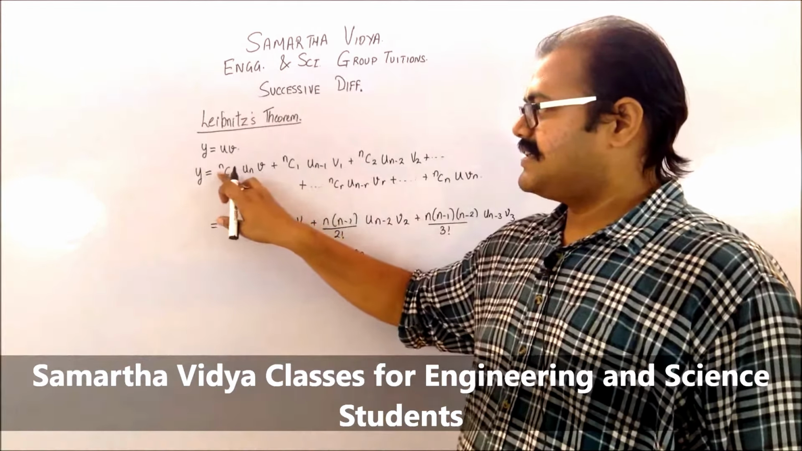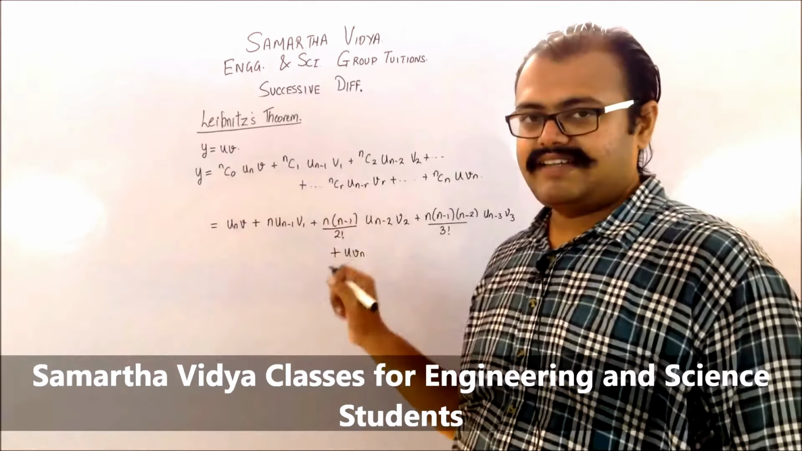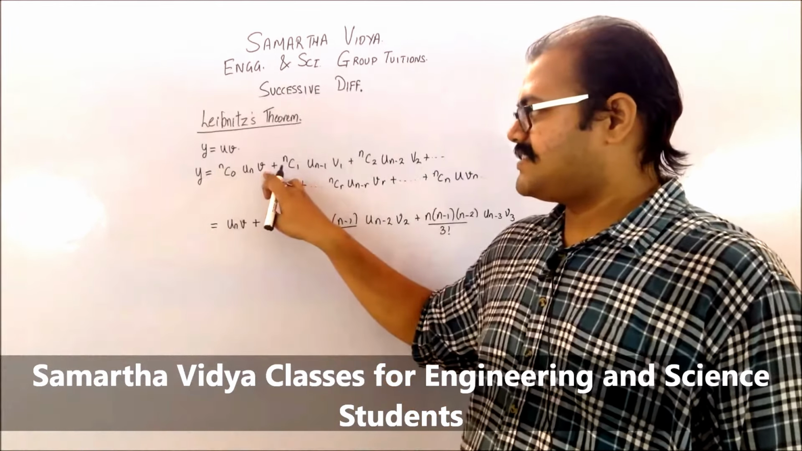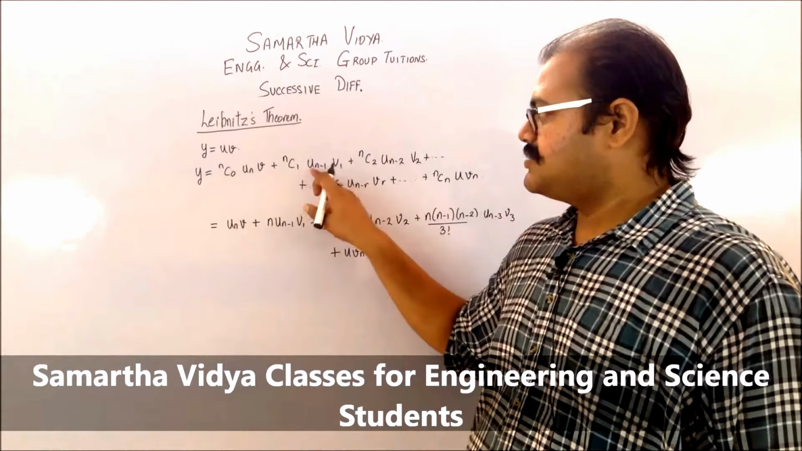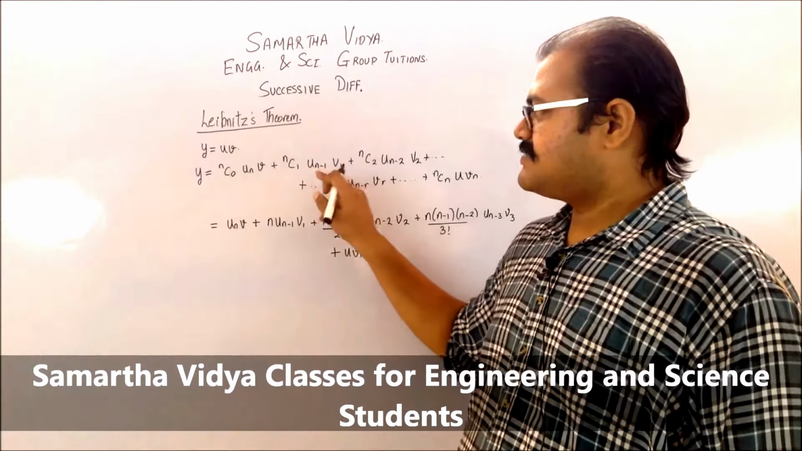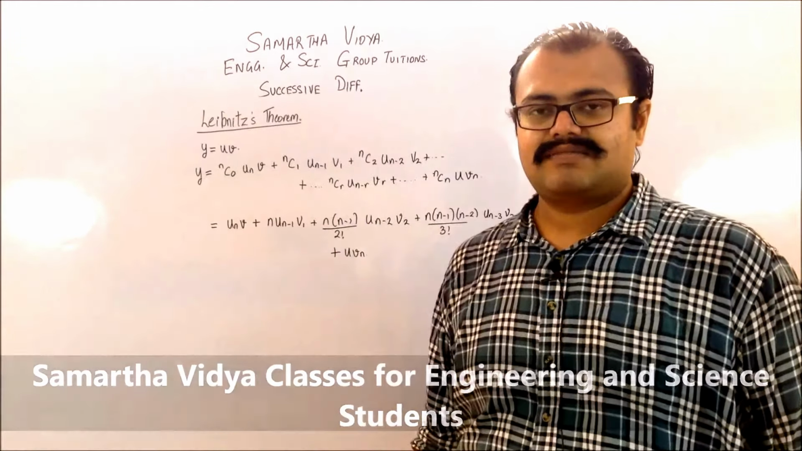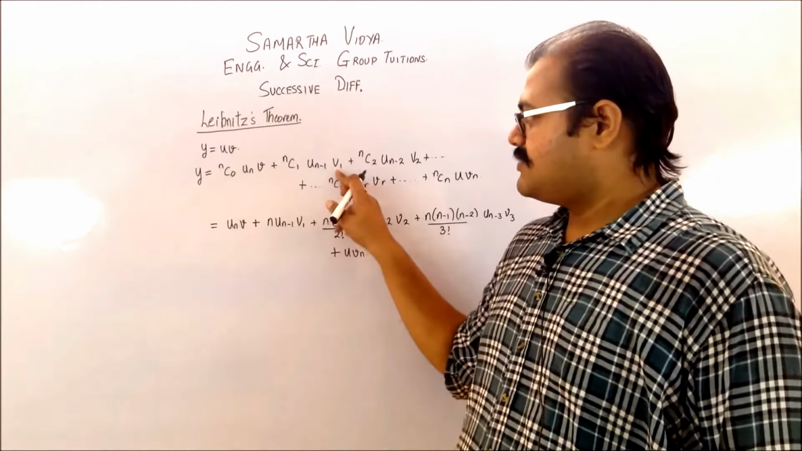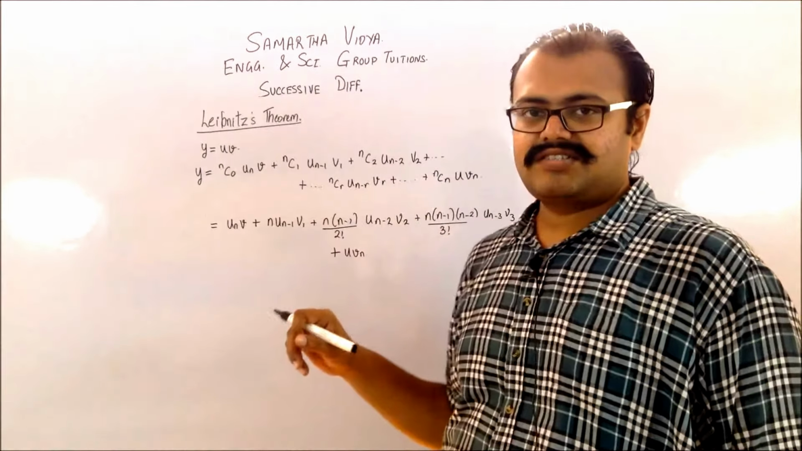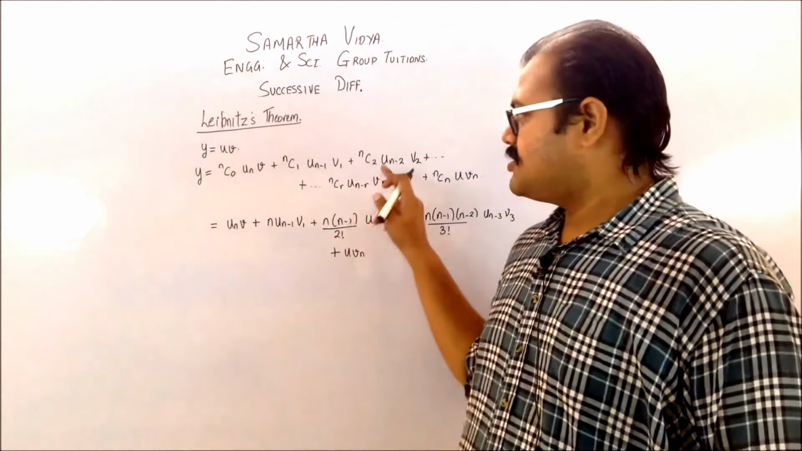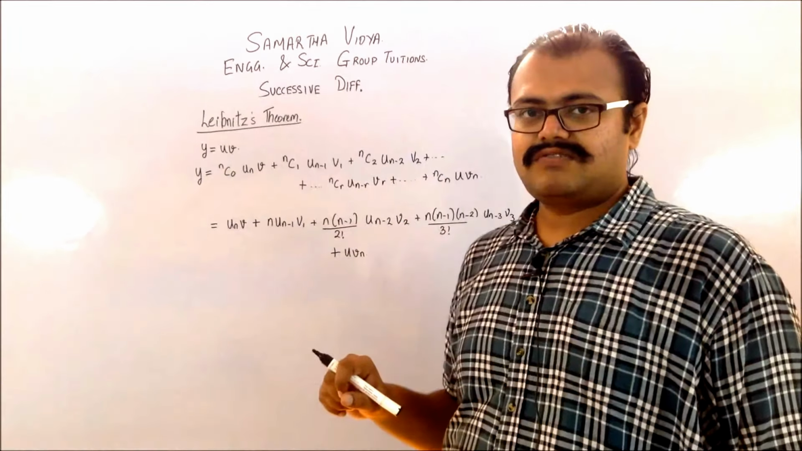It is nothing but nc0, u n, the nth derivative of u, into v as it is, plus nc1 into u n minus 1, the n minus 1th derivative, into v1, plus nc2 u n minus 2, which is the n minus 2nd derivative of your u, and the second derivative of v.